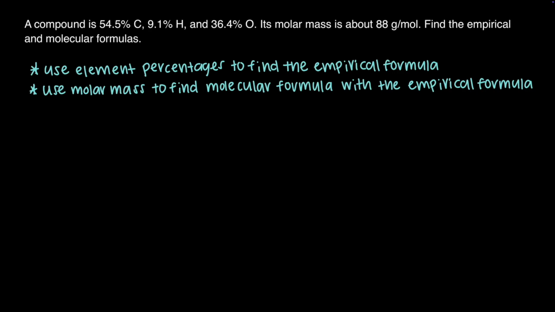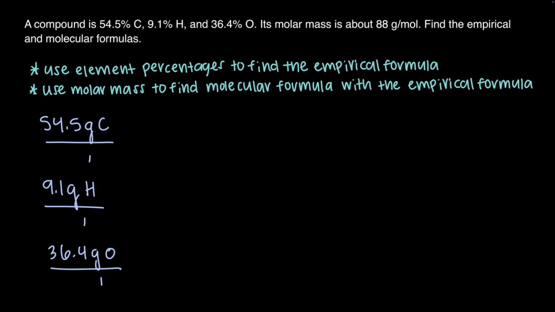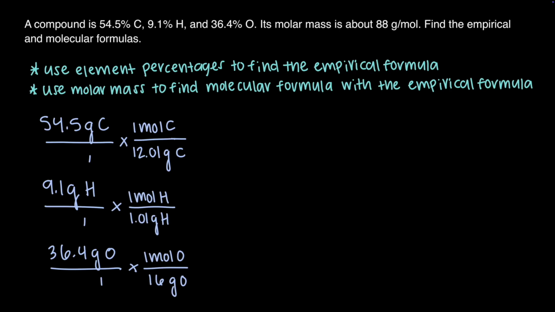Using the steps to solve the problem, we start with 54.5 grams of carbon, 9.1 grams of hydrogen, and 36.4 grams of oxygen all over 1 so we can convert to moles. Using the molar mass for each, we'll convert each element to moles. In the first fraction, 12.01 grams of carbon goes on the bottom and 1 mole of carbon on the top. We will do the same for the other 2 elements with their molar masses and calculate.